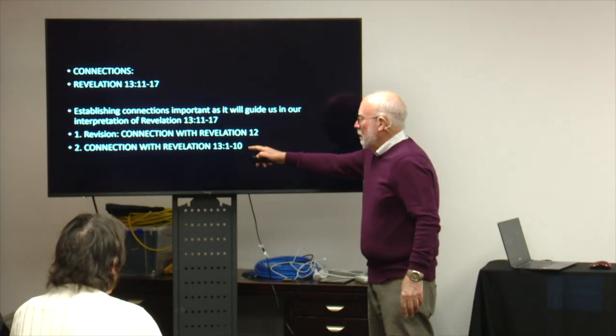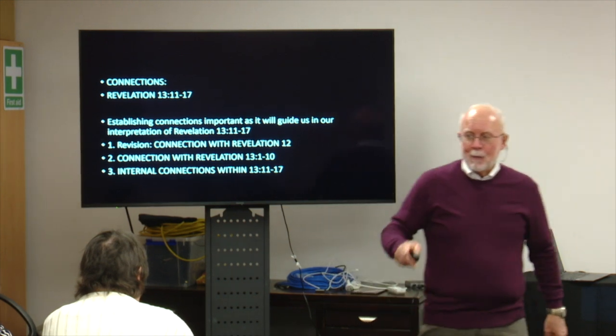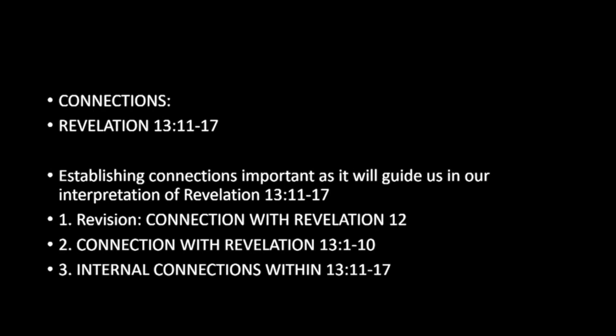Then we look at how the second beast is connected to the first. And then I want to look at the internal connections within this. And guess what we'll be using? We'll be looking at chiasms. And remember we do it with Hebrew parallel statements? We'll be looking at parallelisms too. So this will establish the relationships. You'll find, and I'm jumping a bit ahead, but this is a chiastic relationship between chapter 13, 11 to 17 and Revelation 13, 1 to 10, chiastic. And then within those verses, we've got parallel statements, parallelisms. Okay, so you're roughly aware of it. We'll see it as we work.